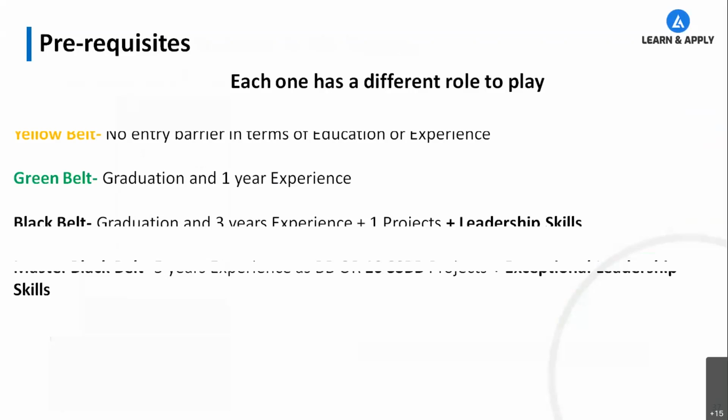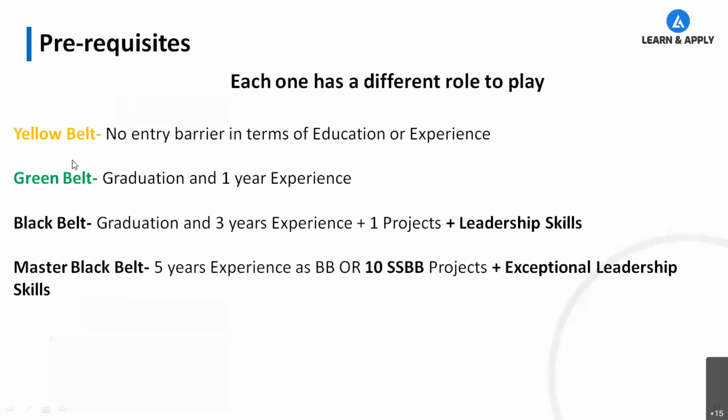Now let's see the prerequisites for each of these belts. A person who wants to get a yellow belt faces no barrier in terms of education or experience. Anyone who wants a yellow belt can study, appear for the certification exam, and get the yellow belt.